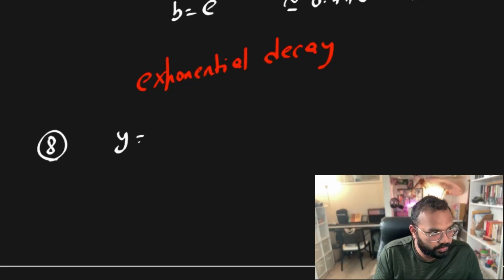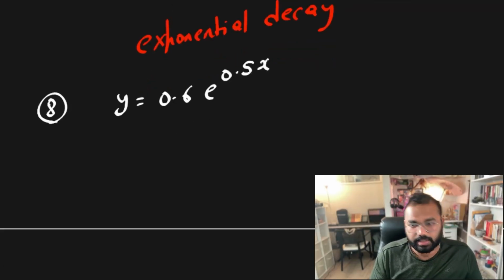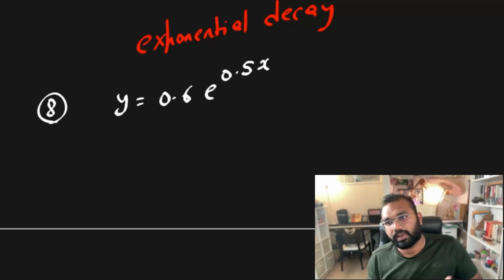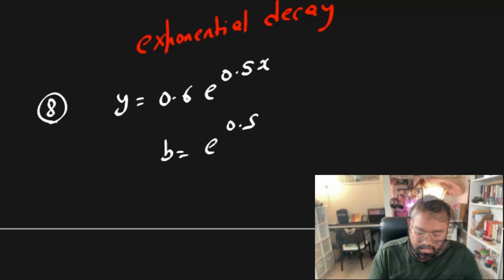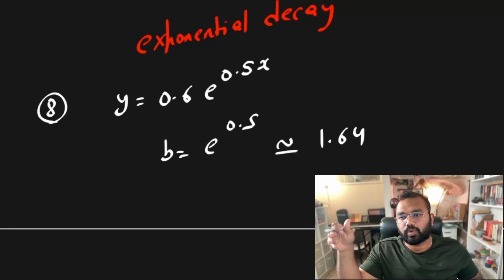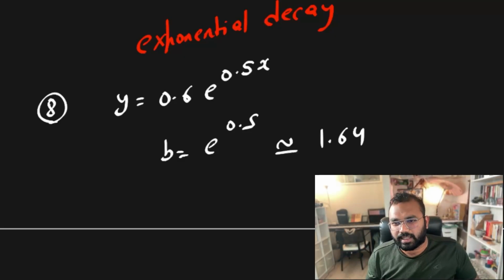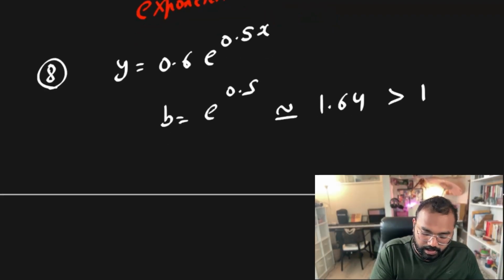y equals 0.6 times e to the power of 0.5x. 0.6 is the initial value, e to the power of 0.5 is going to be your b value. This value is approximately 1.648. e to the power of 0.5 is nothing but the square root of e, so it is slightly greater than 1. This is greater than 1. Therefore, this model is exponential growth.